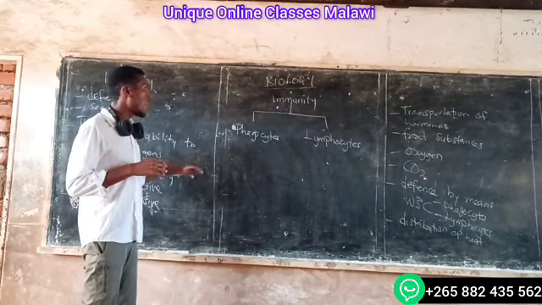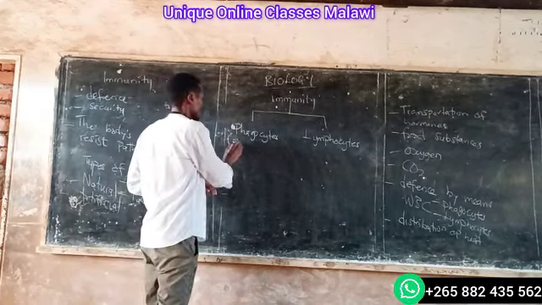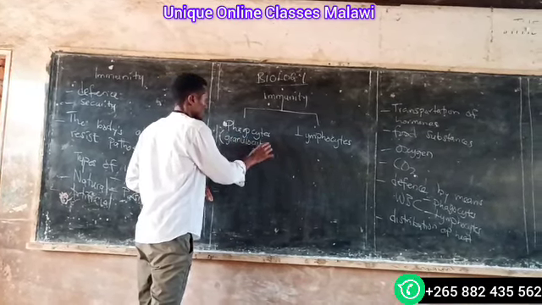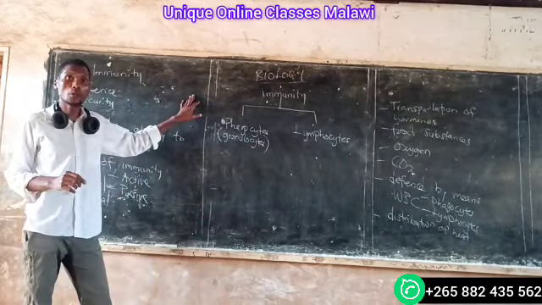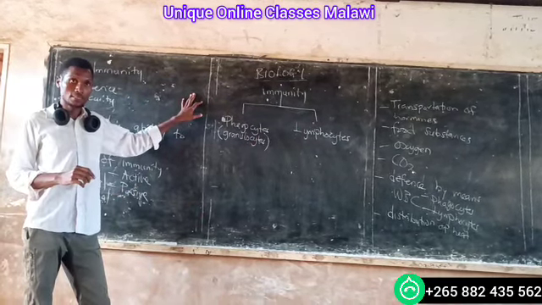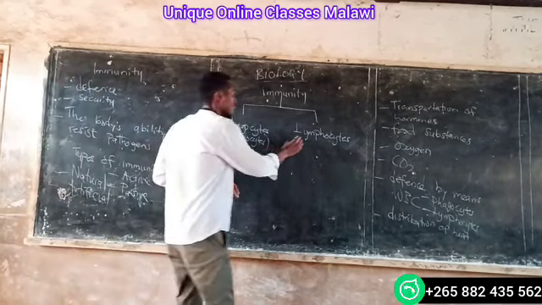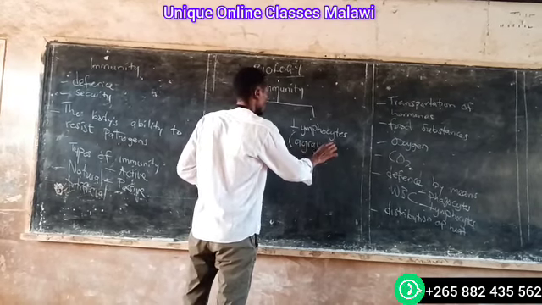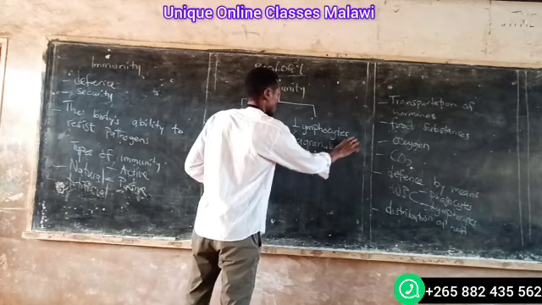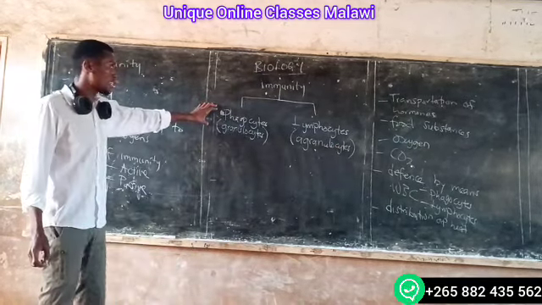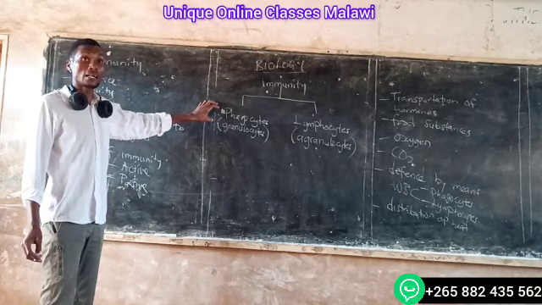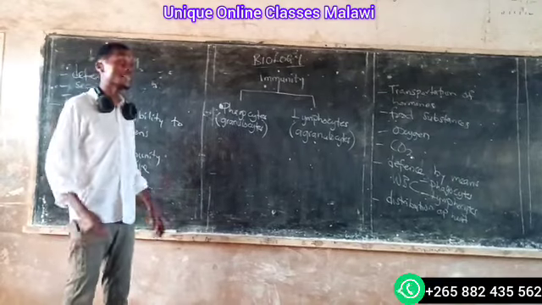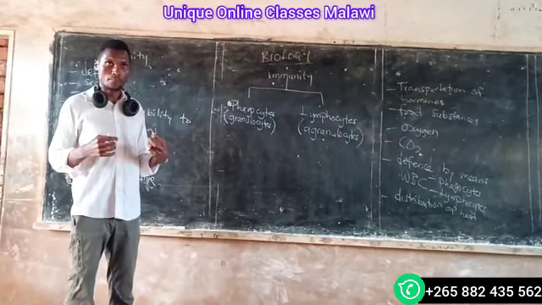Phagocytes are also called granulocytes. These ones are called granulocytes because they contain granules.